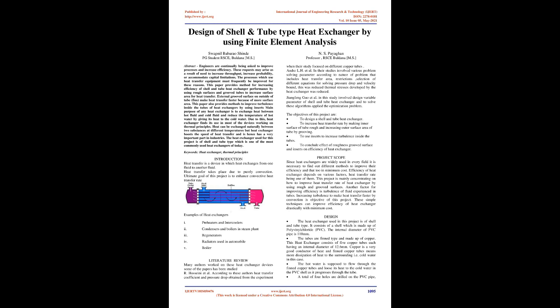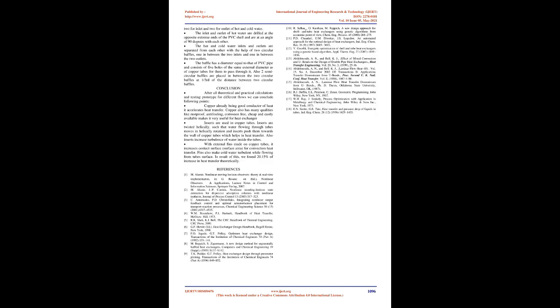Project scope: Since heat exchangers are widely used in every field, it is necessary to find different methods to improve their efficiency, and that too at minimum cost. Efficiency of a heat exchanger depends on various factors, heat transfer rate being one of them. This project is mainly concentrating on how to improve the heat transfer rate of a heat exchanger by using rough and grooved surfaces. Another factor for improving efficiency is the turbulence of fluid experienced in tubes. Increasing turbulence to make heat transfer faster by convection is an objective of this project. These simple techniques can improve the efficiency of a heat exchanger drastically with minimum cost.